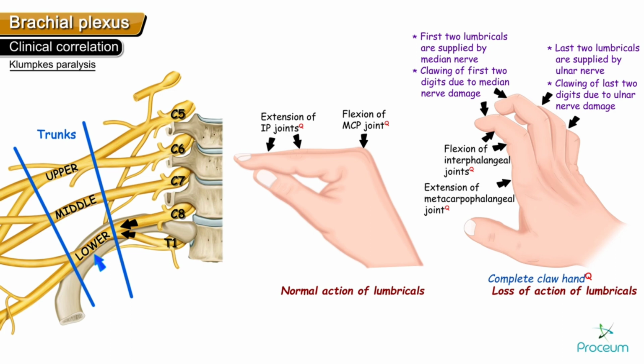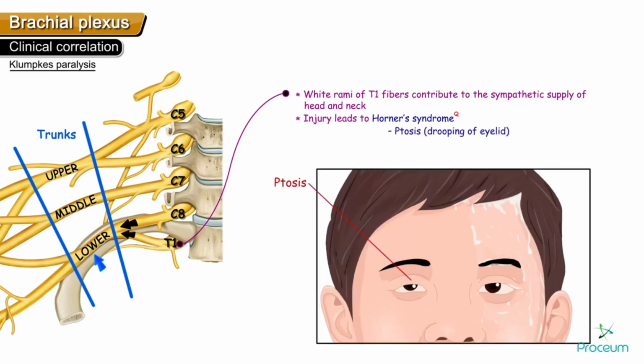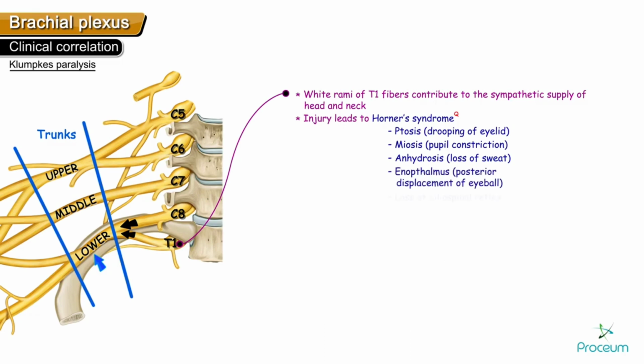In Klumpke's paralysis, because it involves C8 and T1 fibers, the T1 fiber, the white rami of T1, contributes to the sympathetic supply of head and neck region. So, in Klumpke's paralysis, when there is injury to the lower trunk, there is also damage to the sympathetic supply to the head and neck, leading to what is called as Horner's syndrome. Horner's syndrome consists of ptosis, that is drooping of the eyelid, miosis, constriction of the pupil, anhidrosis, loss of sweating, and enophthalmos as well as loss of ciliospinal reflex. So, Klumpke's paralysis is also associated with Horner's syndrome.